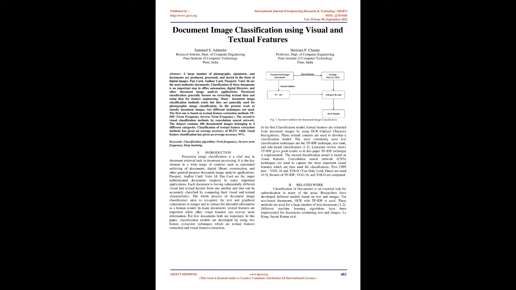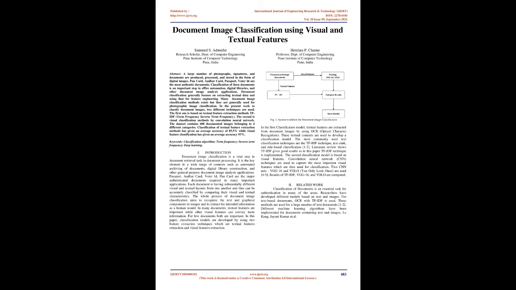The dataset contains 600 document images belonging to 4 different categories. Classification by textual feature extraction methods has given an average accuracy of 85.5%, while visual feature classification has given an average accuracy of 93%. Keywords: classification algorithm, term frequency, inverse document frequency, deep learning.